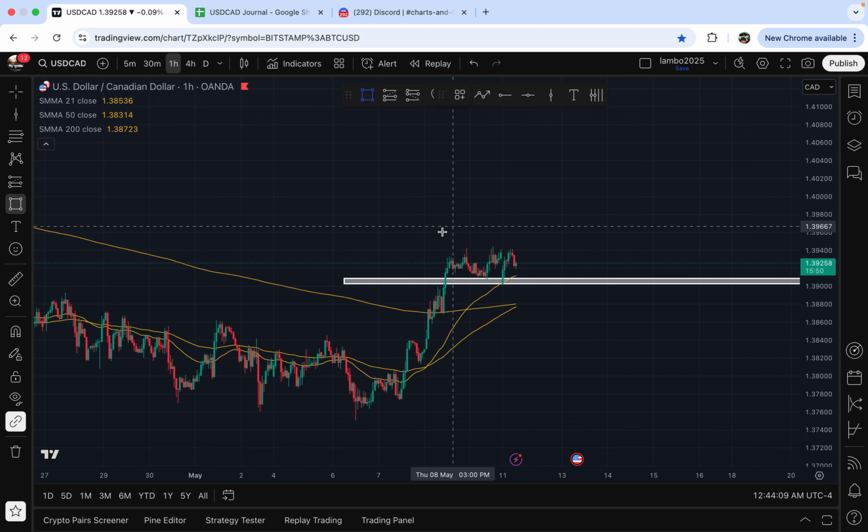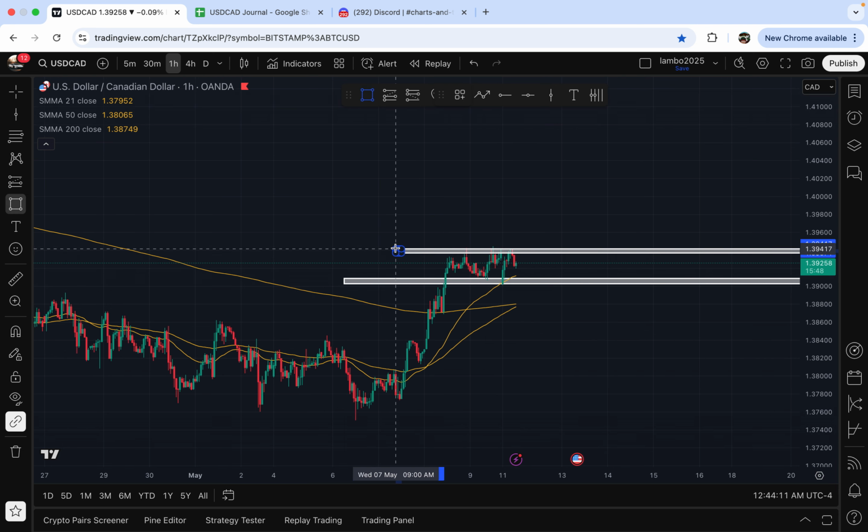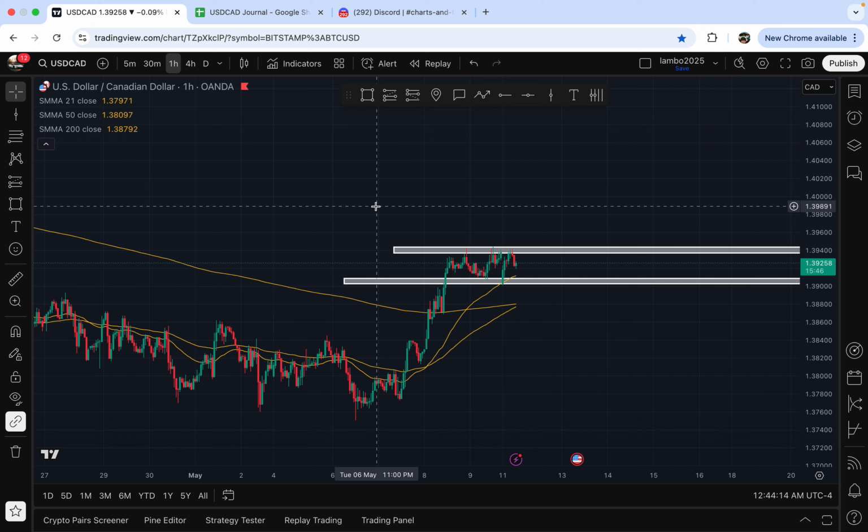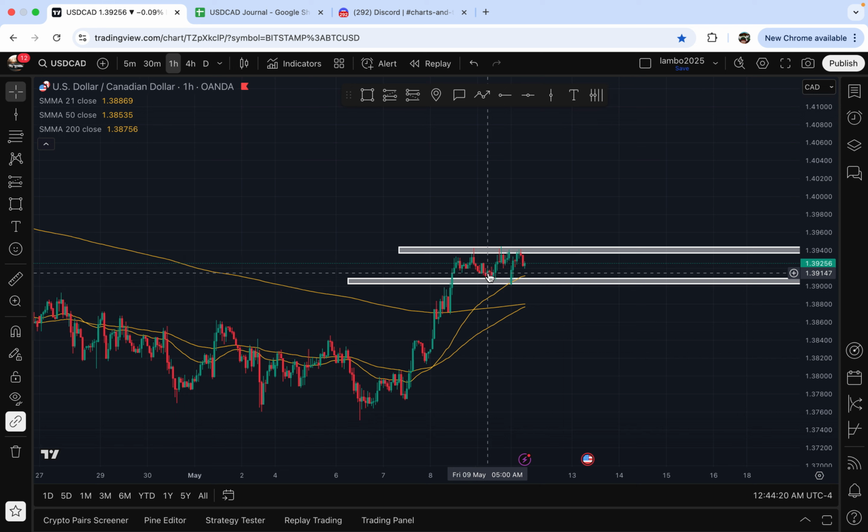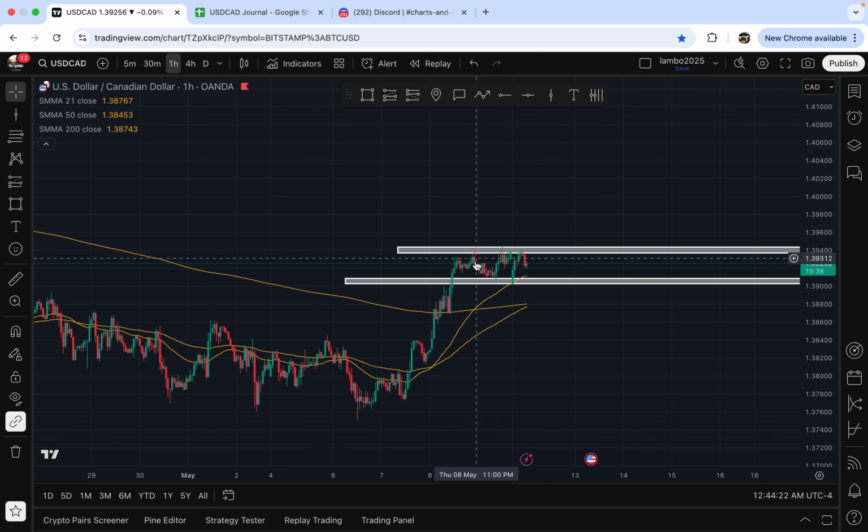And then resistance is like the ceiling. Okay, so think of resistance as a level that price cannot break above. So usually, if we have a level of resistance, we're bouncing off of it multiple times. As you can see, this is a strong level of resistance. This is a strong level of support.